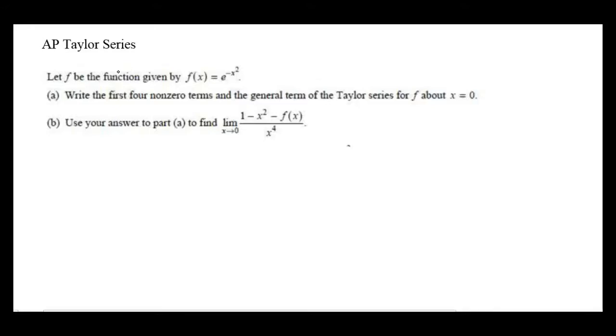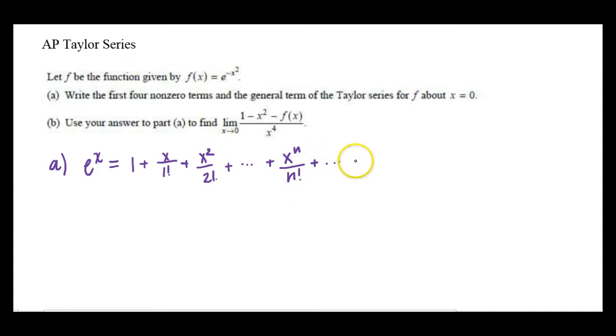So that's what we're going to start off with for part A. We are going to remember that the Taylor series for e to the x is 1 plus x over 1 factorial, and then x squared over 2 factorial, all the way up to x to the n over n factorial is the general term. And again, it continues because this is an infinite series.